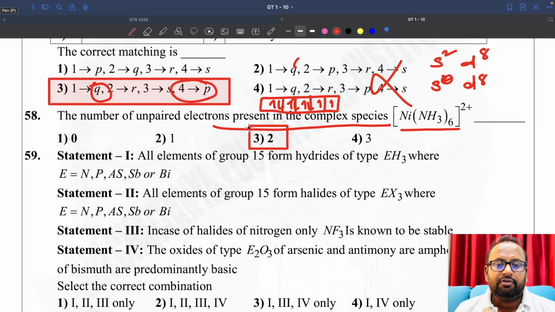Ammonia is a strong field ligand, but pairing can't be taking place. Why? Because you need one more empty orbital for this. In this case, dsp2 hybridization is possible in weak field, strong field, but in this case, you cannot vacate 2 orbitals here. That's why 2 is the answer.